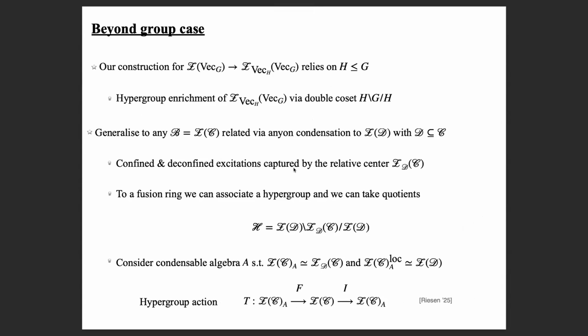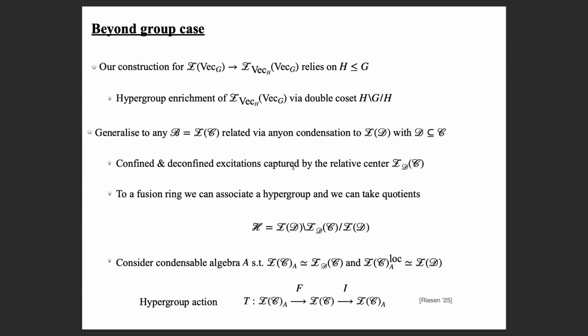Okay, and just let me mention that here I discuss only this group example where we condense from the center of S3 to the toric code. And for this construction, it was crucial that H is a subgroup of G. And indeed, the hypergroup enrichment that we get in the topological order after condensation is given by this double poset of G by H.